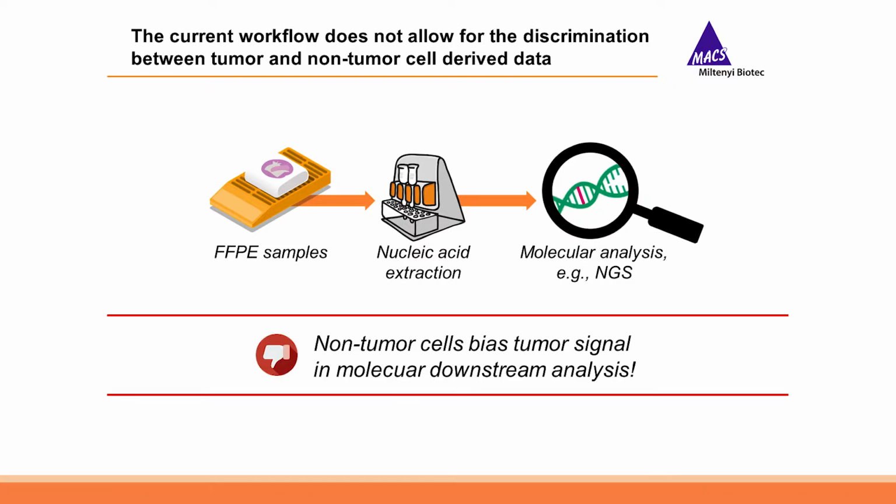Solid tumors are highly vascularized and infiltrated by stromal cells such as leukocytes, endothelial cells, and fibroblasts. So the amount and composition of those non-tumor cells depends on various factors, including tumor entity and stage or treatment history. So when you want to analyze carcinoma or tumor cells and you want to really look at the tumor signal, you have the problem that non-tumor cells bias your tumor signal in molecular downstream analysis.